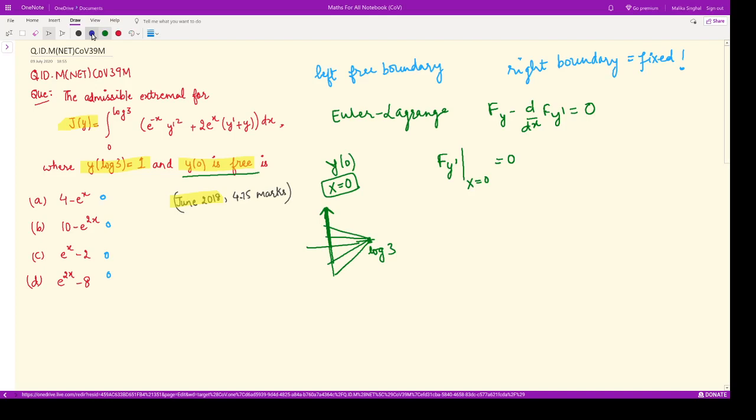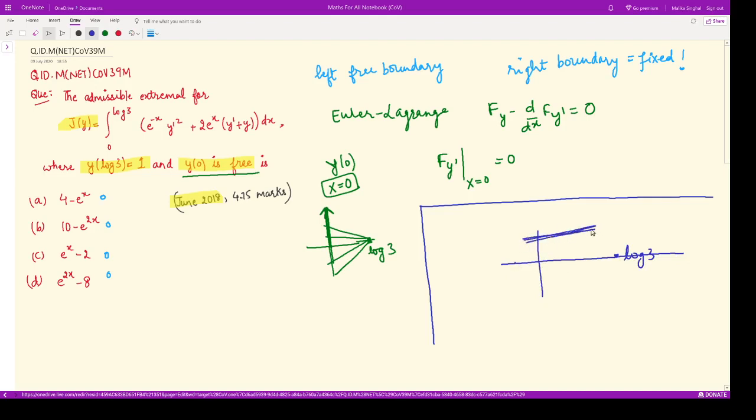In some cases, there is another situation. Let us see that also. Suppose this log of 3 is fixed and here you have some other line, say some horizontal line. So in that case, what could your extremal be? For that, you have another condition, that is f minus y dash f of y dash at the given point, whatever the point x1 is, is 0. So this condition should be used.